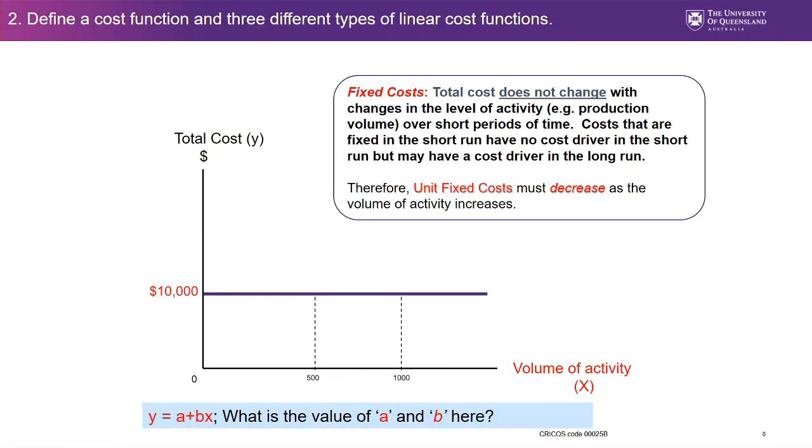This fixed cost, obviously, what is the fixed cost equal to here? How much is the fixed cost? 10,000. Okay, it doesn't change over this relevant range of activity. What's the value of B? 0. Okay, great. So this is very important that it's in total.